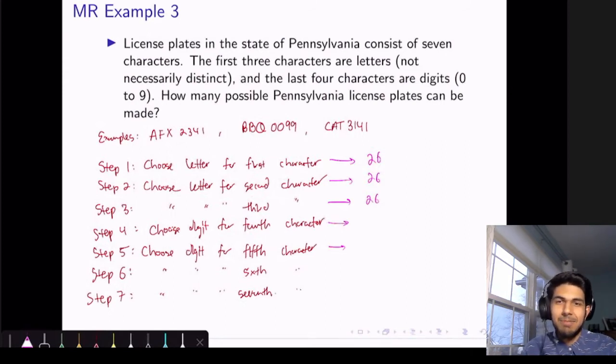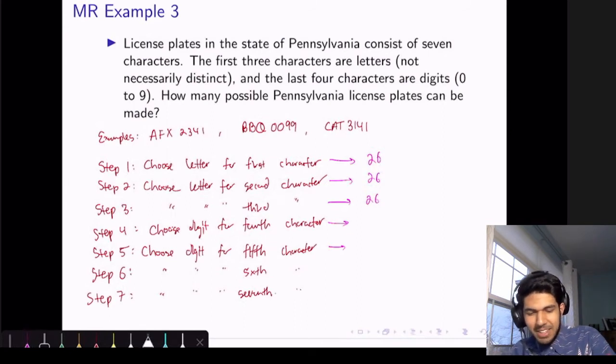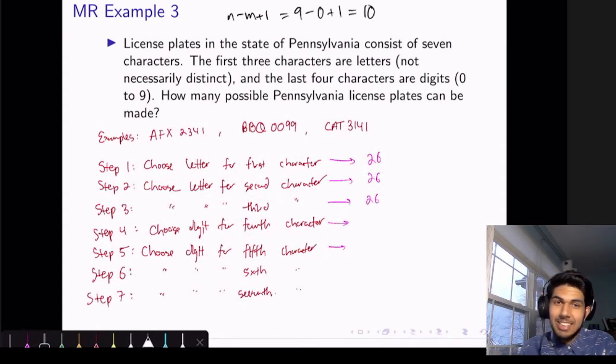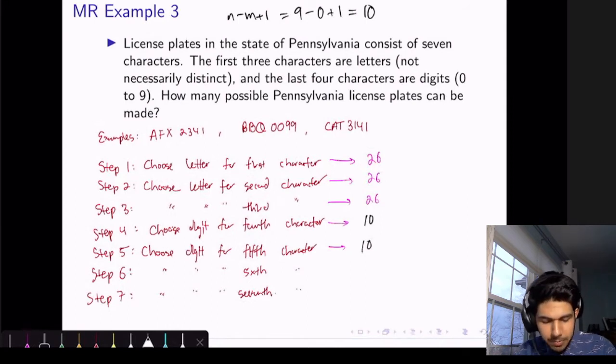How many digits are there? 0 to 9. Well, there's 10 of them. We can actually use that formula from before, n minus m plus 1. In this case, n is equal to 9, m is equal to 0, plus 1 gives us 10 values in that range. So there's 10 choices for this, because none of the previous steps depends on how we choose this digit. There's no dependencies, so it's still 10. Fifth character, also 10 choices, because it doesn't depend on any of the previous steps. Sixth, also 10. Seventh, also 10.